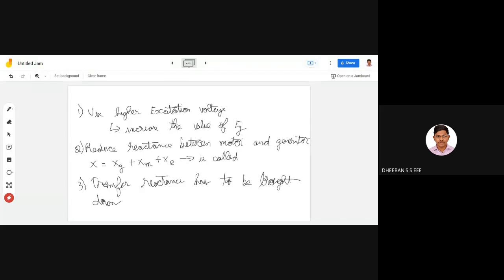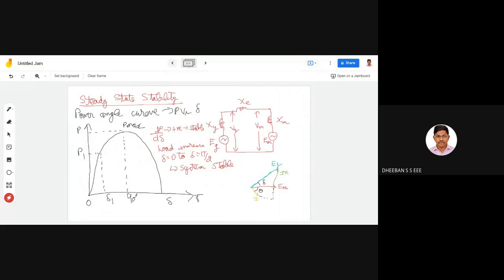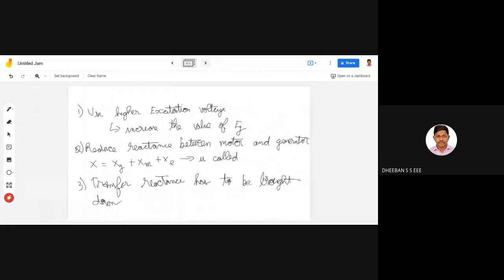So here are a few important points by which you can keep the system stable. If you are following these points, you can keep this slope in a positive direction. The first point is that you have to have a very high excitation. The excitation has to be higher in order to maintain stability at the steady state.